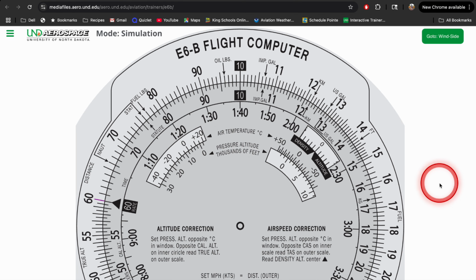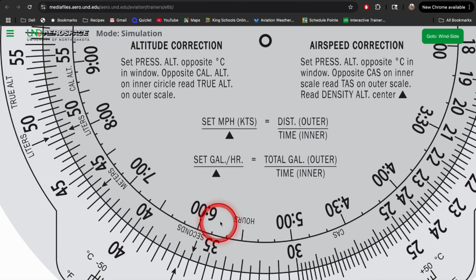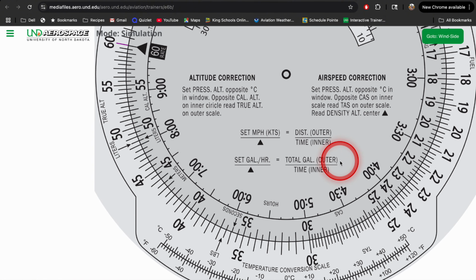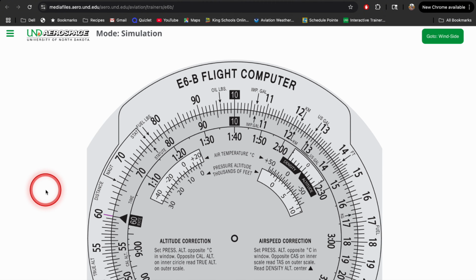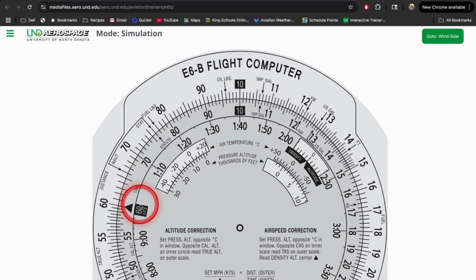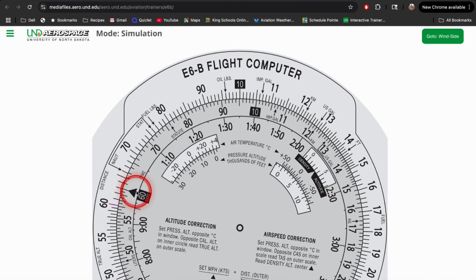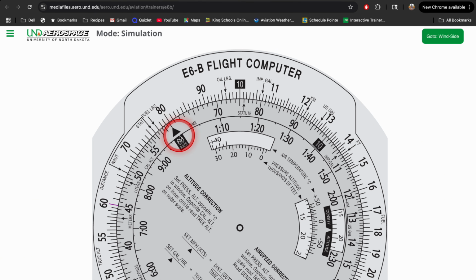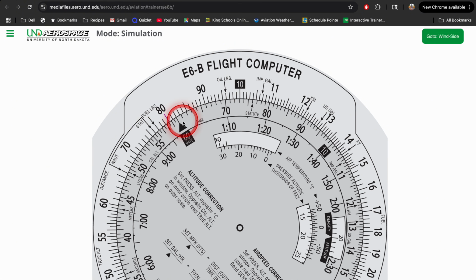So I'll set it back just so we can look at the directions a little bit. Set your gallons per hour under the index, and that will tell you your total gallons over time. We already know the time, so we're going to look opposite to that to see how much fuel we're going to actually burn. Our first step is to align the index with our gallons per hour, and in this example it is 8.2. So take this triangle. 80 is going to represent 8.0, 8.1, and there's 8.2. So that represents how many gallons per hour we're burning.